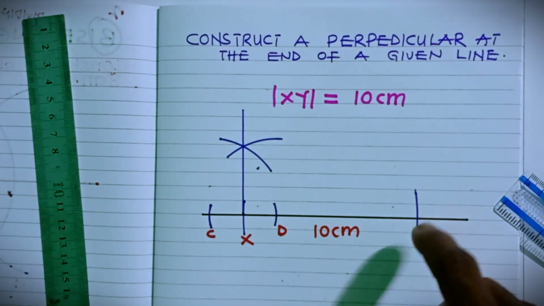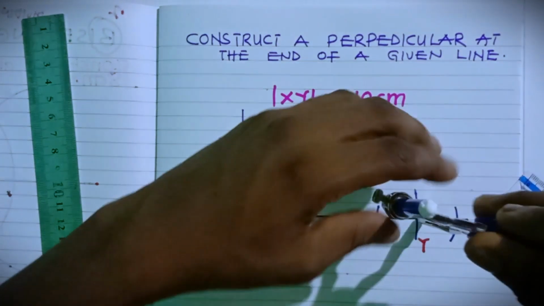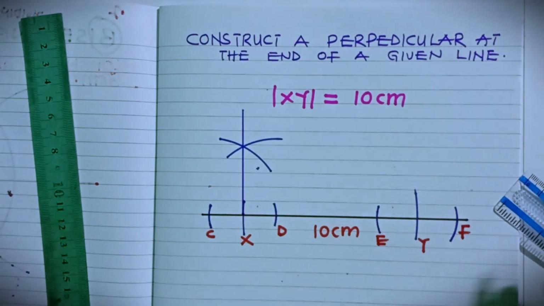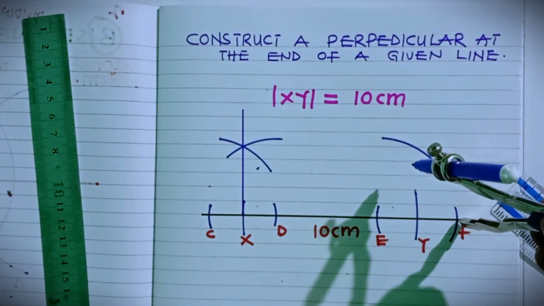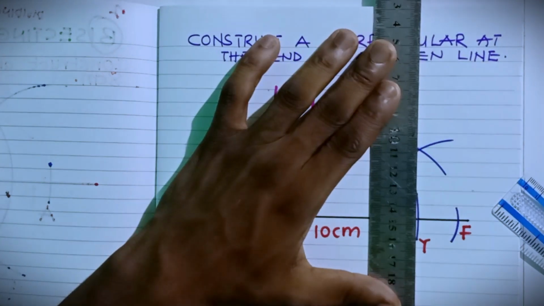Now let's do the same thing here. Be at Y, make an arc, cross this side, cross the other side, open to a reasonable length. Let's name this E and let's name this F. Stand at E, make an arc. Stand at F, make an arc to cross the first one. Now you draw from Y to where the two arcs met.